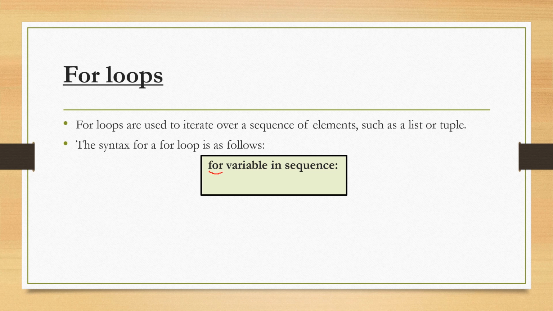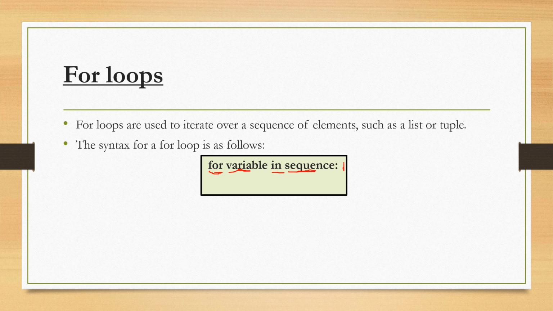We are going to use the for keyword. Then we use a variable, and in is a keyword in Python, and sequence means from where we have to iterate. We can use a list or tuple from which we can iterate. So this is the syntax, and at last we use this colon.